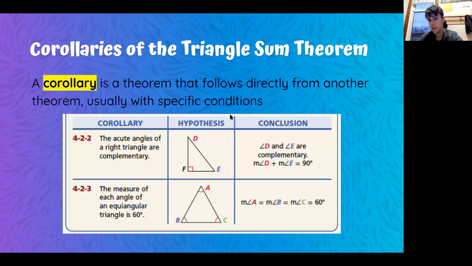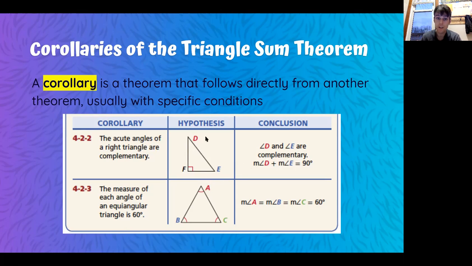All right, so then we have a couple corollaries based on that. So the first one is, a corollary is a theorem that directly follows from another one. Usually it means that it's a specific case or a specific condition of that previous theorem. So the first one is a specific condition of the triangle sum theorem when we're dealing with a right triangle. When we have a right triangle, since we know one of them is 90, these other two have to add together to be 90, because 90 plus 90 is 180.